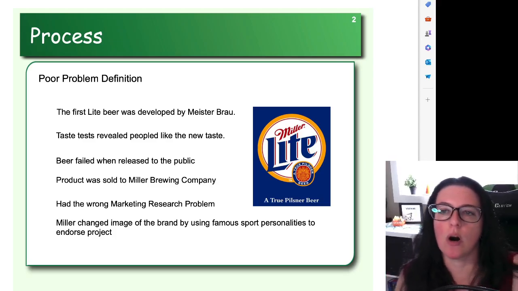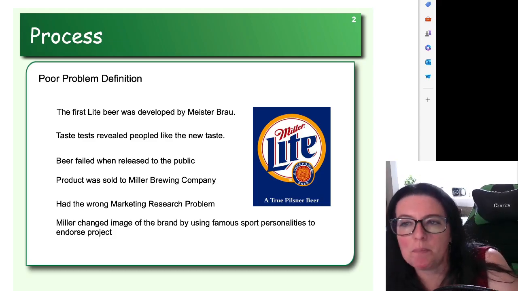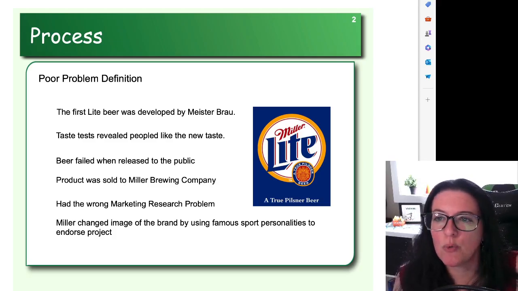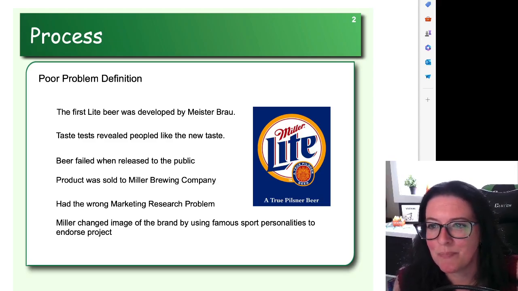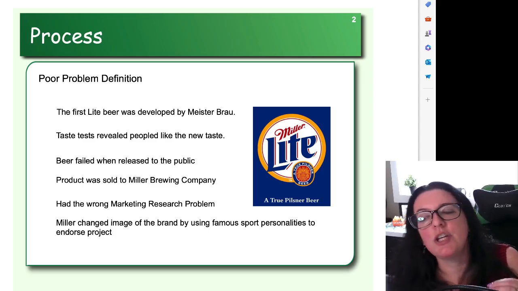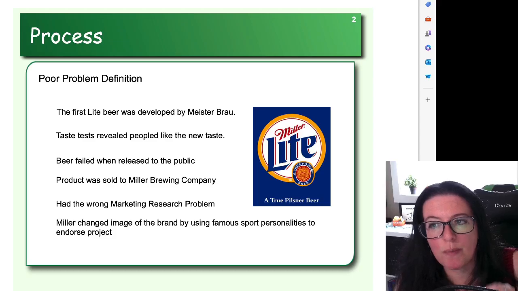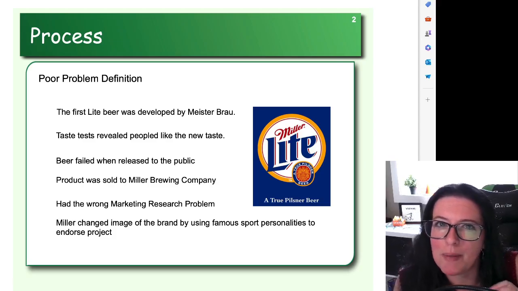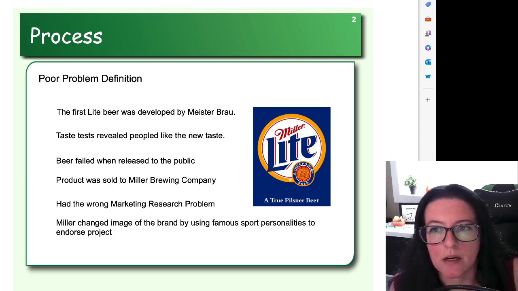So an example of a poor problem definition. The first light beer was developed by Meister Brau, and the taste tests for it revealed that people really liked the new taste. But when it was released, the beer failed and it didn't have very good sales. The product was ultimately sold to the Miller Brewing Company. So the challenge here is that the research showed that people like the taste. But that's not the underlying question. The question is not whether or not people like the taste, it's will people buy even a good tasting light beer. And so they had the wrong research problem.